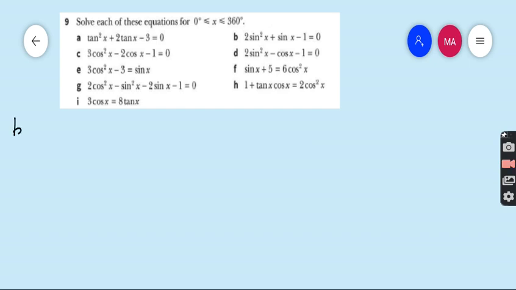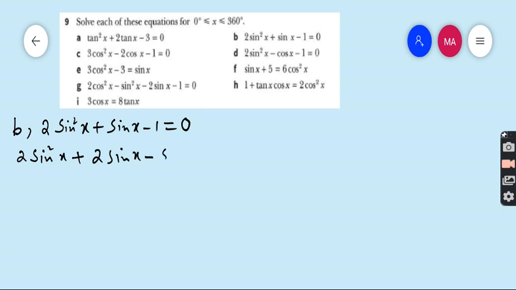What is part B? 2 sine square x plus sin x minus 1 is equal to 0. Again you are seeing a quadratic equation. Factorize: 1 times 2 is 2, 2 minus 1 is 1. So 2 sine square x plus 2 sin x minus 1 sin x minus 1 is equal to 0.